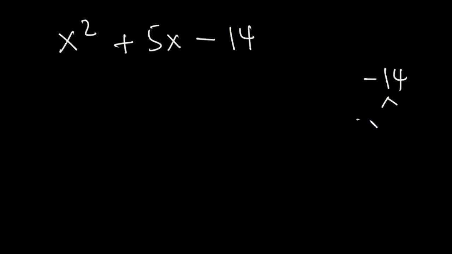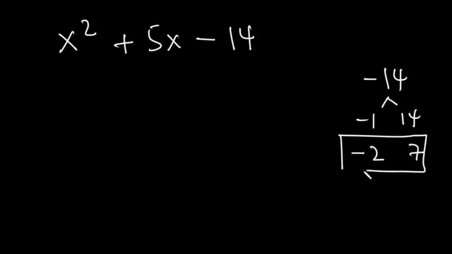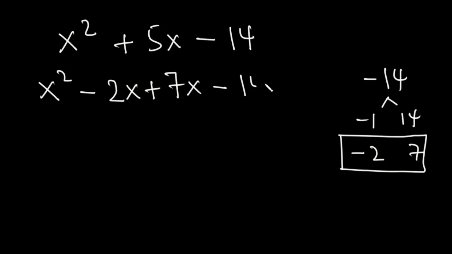How do we factorize x squared plus 5x minus 14? Now factors of negative 14 are negative 1 and 14, and negative 2 and 7. Now 7 minus 2 is 5. So we can use negative 2 and 7. So it's going to be x squared minus 2x plus 7x minus 14. Now let's group like terms.